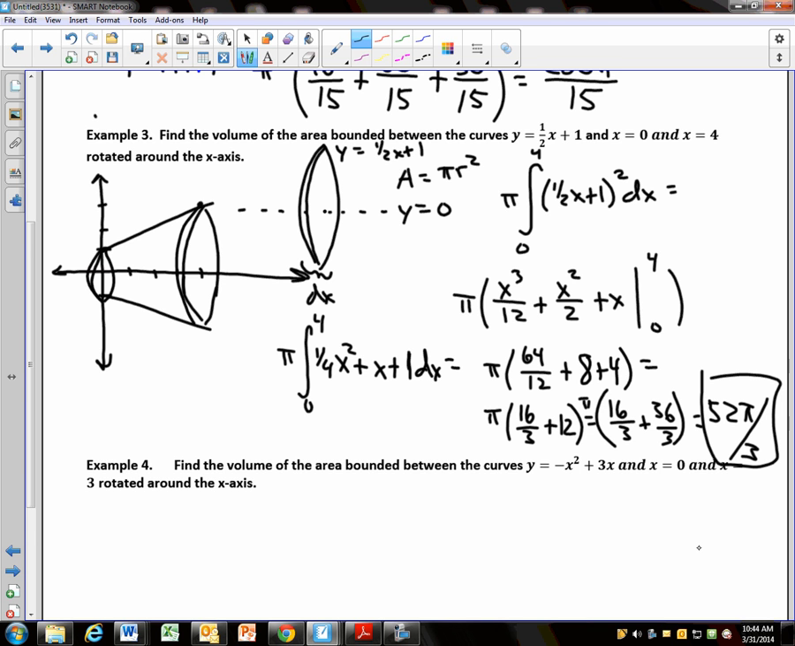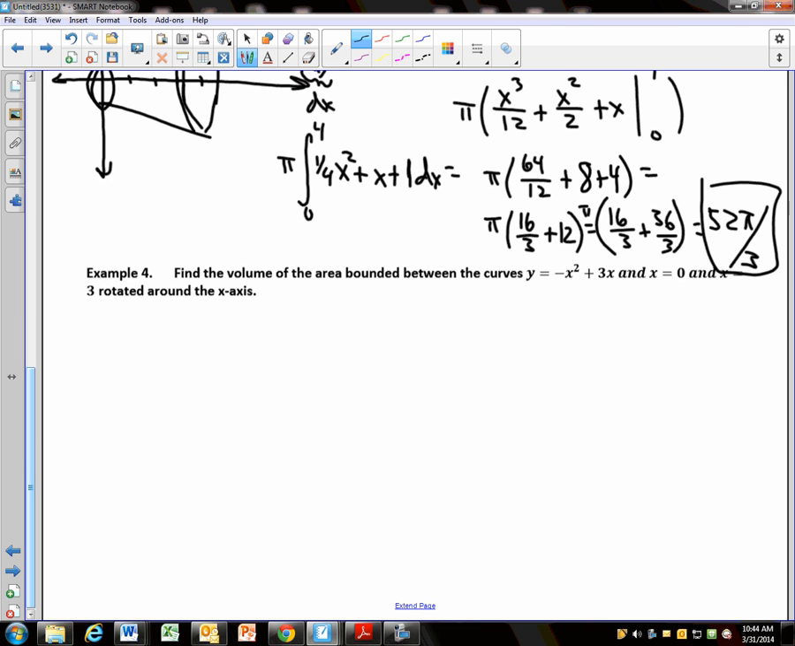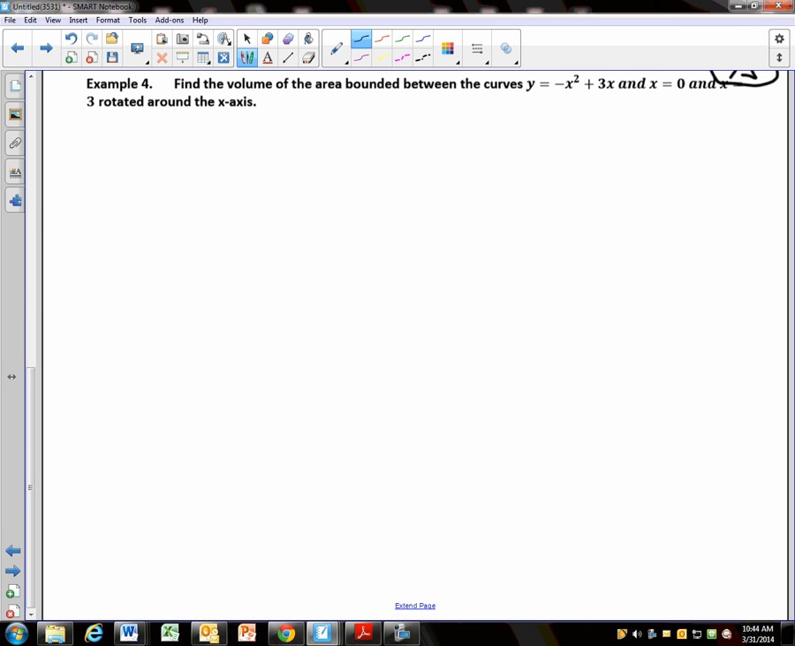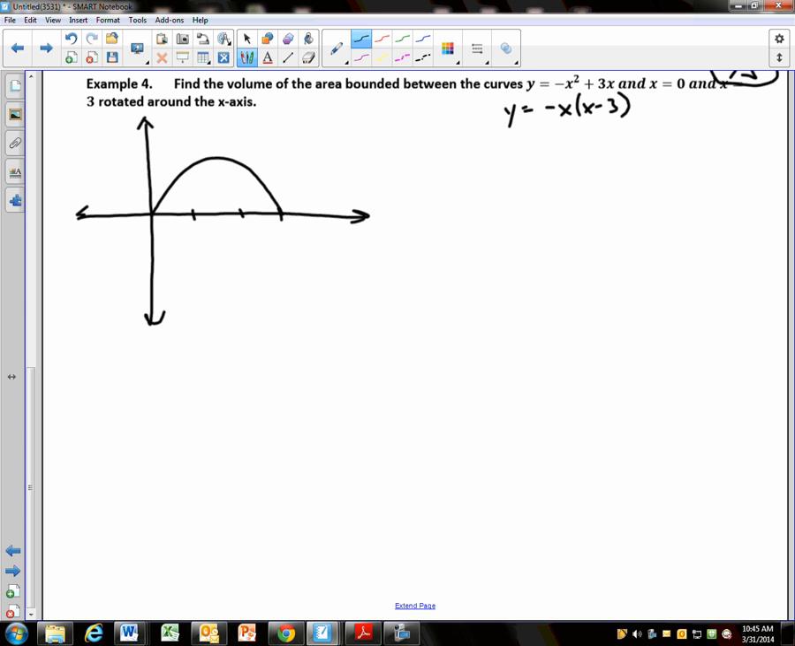Okay, last example. Find the volume of the area bounded by the curves negative x squared plus 3x, x equals 0, x equals 3, rotated around the x-axis. If you look at this curve right here, if we factor out a negative x, we get x minus 3. So where does that thing cross the x-axis? 0 and 3, yeah. So you've got this parabola shape here, and is it right side up or upside down? It's upside down, so you know you kind of got that shape going on.